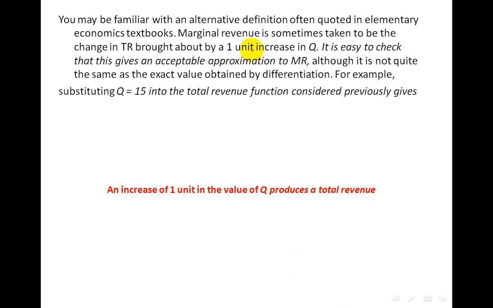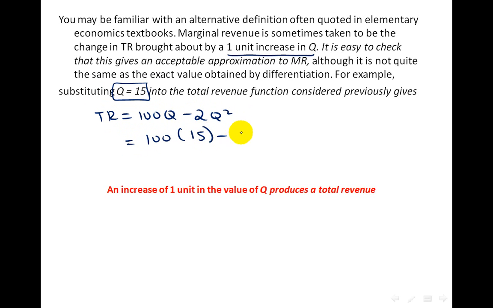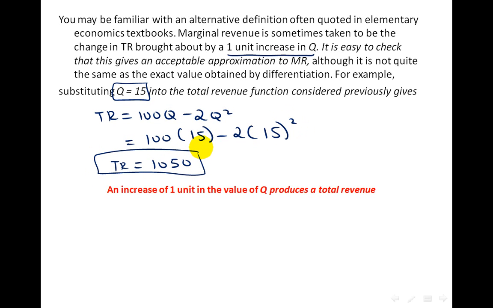So what's the method that we are going to use? It's a 1 unit increase in Q. So first let's say that our Q is 15. Of course you're going to go back to the original formula for TR, which we found as 100Q minus 2Q squared. So you just plug in this 15 instead of the Q, because here we're not talking about a differentiation method. 15 squared. So once you evaluate this using a calculator, you'll find 1050. So the total revenue once Q is 15 will be 1050.